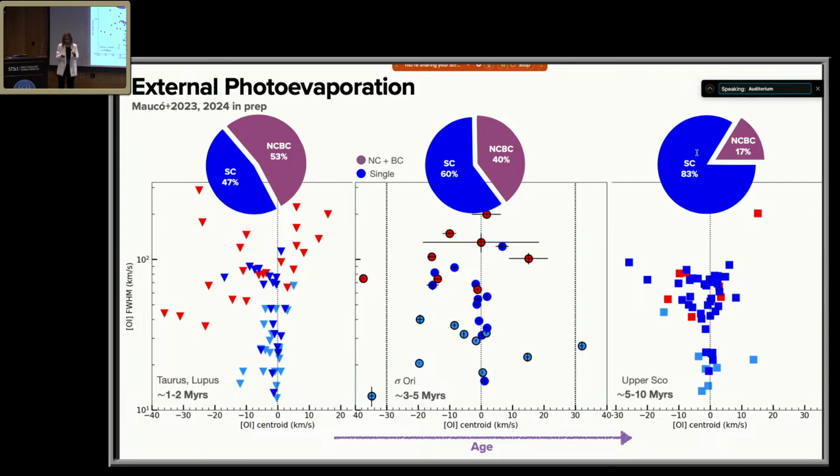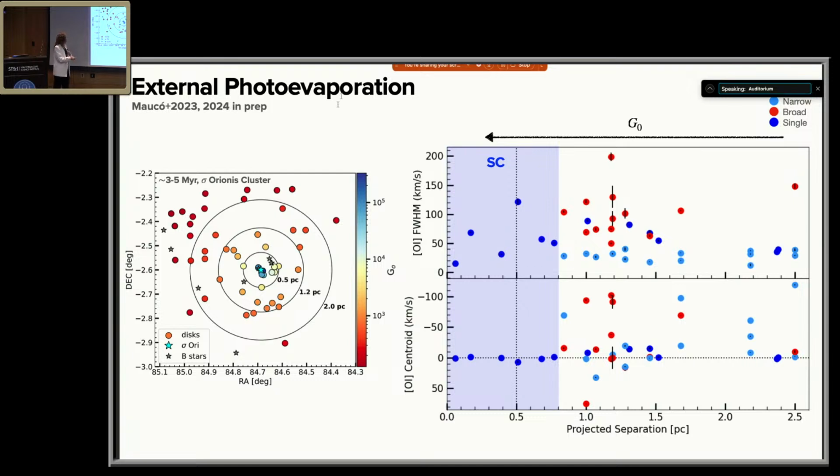But of course, if we think that external photoevaporation is important in this system, we should also try to see a trend with the projected separation from the massive star. So that's what we did here. On the right here, you can see the kinematic components of the oxygen 1 line, the full width at maximum on the top and the peak velocity on the bottom, as a function of the projected separation from the massive star. And something very interesting that we found is that in the inner parts, where the protoplanetary disk seems to be more affected by this external photoevaporation, we only see single component lines for the oxygen 1 line.